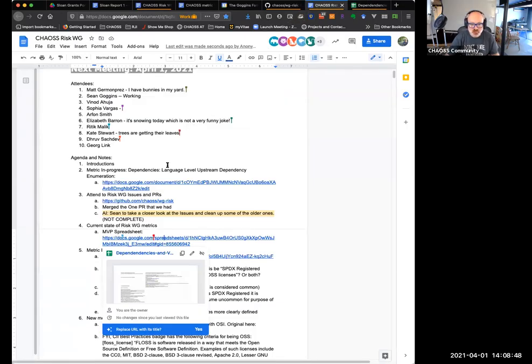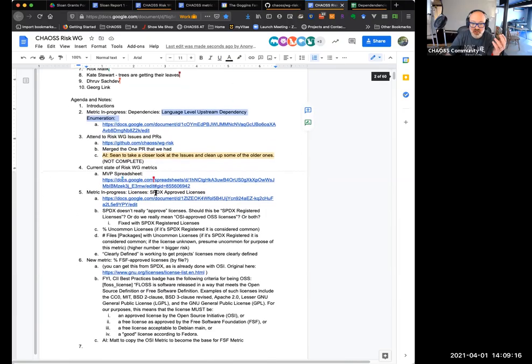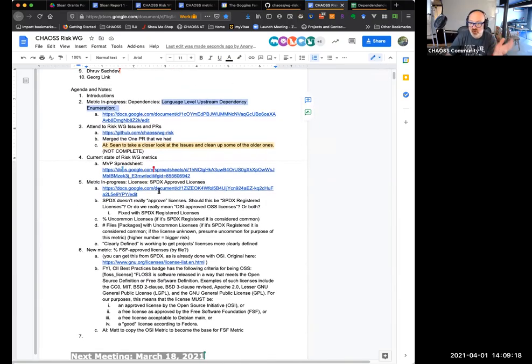And we're working on language level upstream dependency enumeration as a metric right now. One of the things that we do during these meetings is work on metrics. So often we stop the recording and work on a metric, but maybe before I jump into that, I'll ask if there are any topics on the agenda that folks want to jump to first before we go to work.